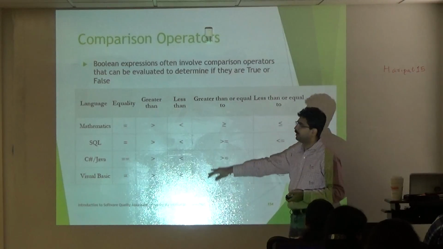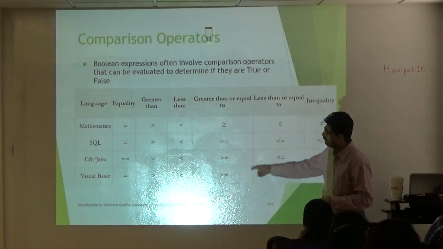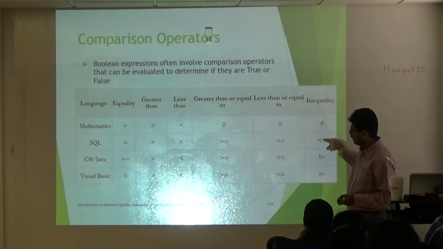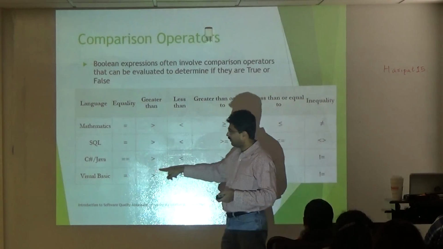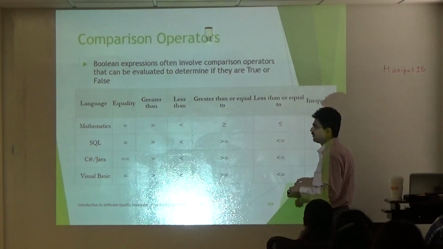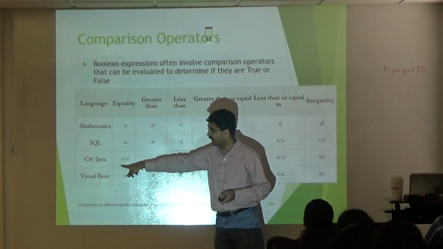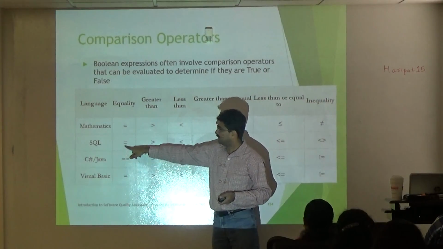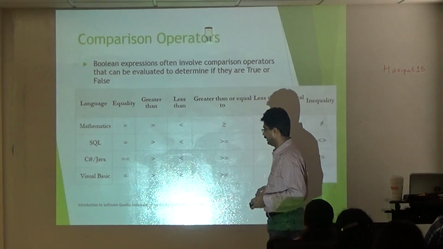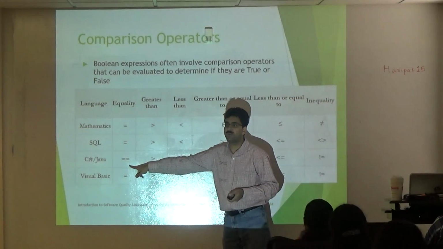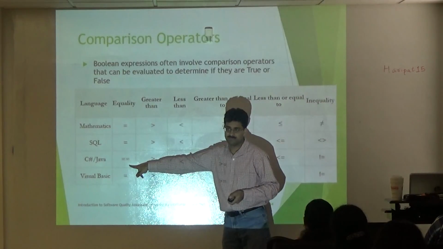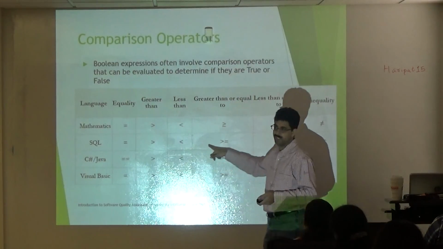The same thing goes with the comparison operators. You have a mathematical operator. This is the symbol used in SQL. This is in Java and Visual Basic. So the equality symbol in the C# language is two equals. In SQL, it's only one. In C# and Java, if you just do only one equal, it's an assignment operator and not equality.